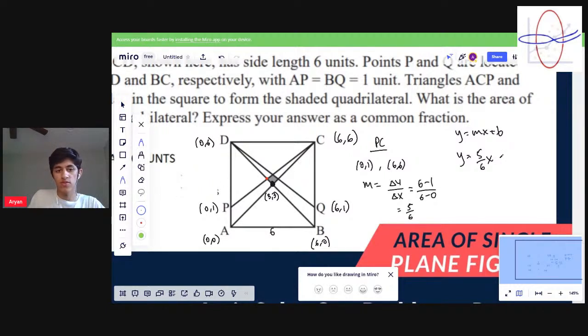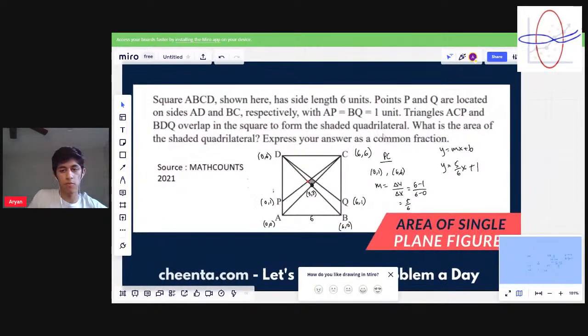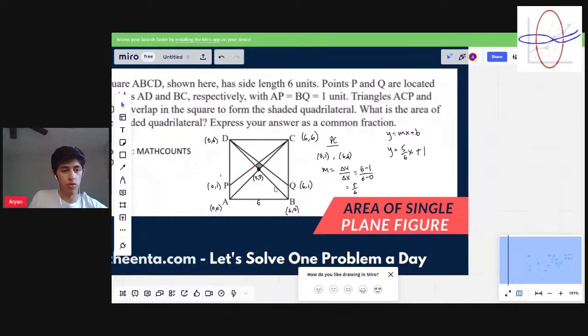So you have y equals 5/6 x plus 1. So that's PC. Now the other line that we want to find the equation of is BD. Now BD isn't bad. BD is just a line from (0, 6) to (6, 0). So rather than going through all this process, you might realize just real quick that our slope is -1, right? It's just for every unit I go to the right, I go down 1 as well.